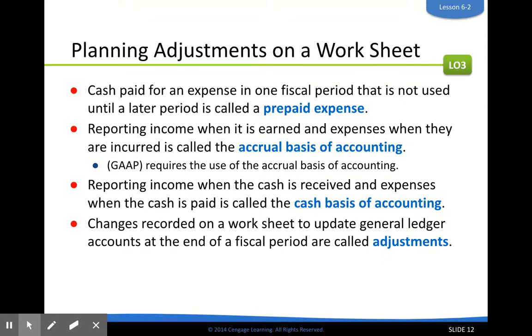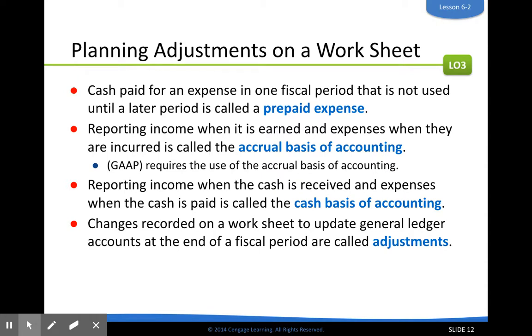So we've talked about prepaid expenses. We have prepaid insurance. We are paying for an expense in one fiscal period that is not used until a later period. So we pay monthly into prepaid insurance, but we may not use it for a month, 2 months, or even more after. So that's a prepaid expense.